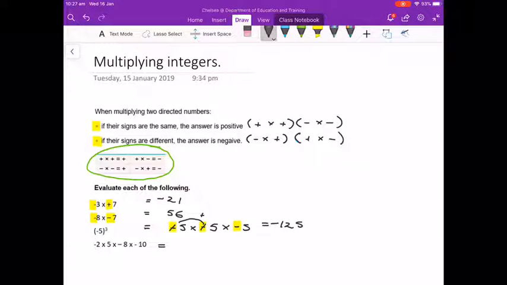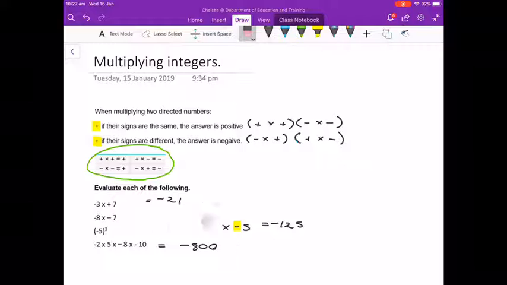We have negative 2 times 5 times negative 8 times negative 10. So I'm going to work from left to right. 2 times 5 is 10. 10 times 8 is 80, and 80 times 10 is 800. Now let's look at the symbols. We have three negatives here. And again, like previous, two negatives make a positive, and a positive and a negative equals a negative. So the solution is negative 800.